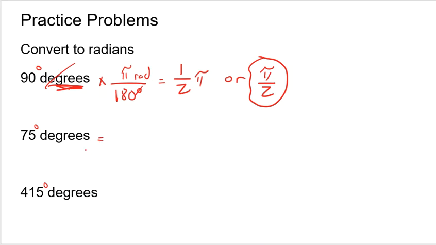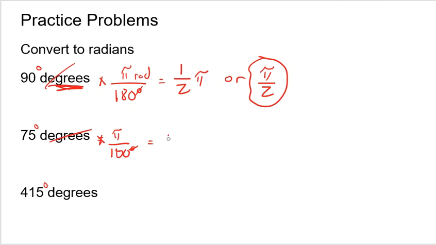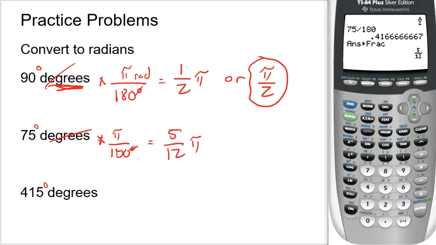All right, let's do 75 degrees. Once again, I'm going to multiply by pi over 180. I put the 180 in the bottom because I want the degrees to cancel. And then again, I'm going to go to my calculator. 75 divided by 180 equals, again, if you don't know what fraction that is, use the math fraction button, change it to a fraction, 5/12, and then put the pi back on. 5/12 pi.